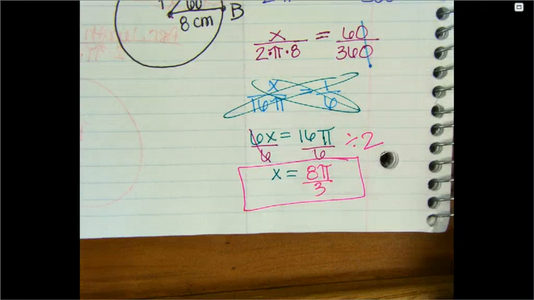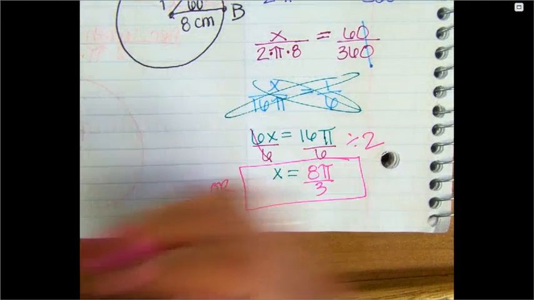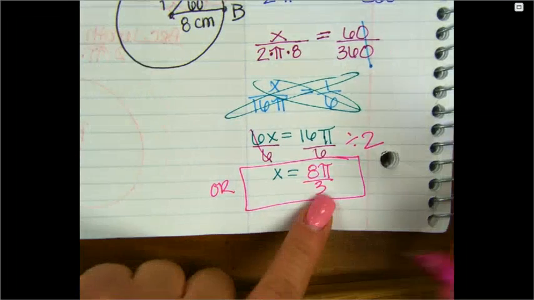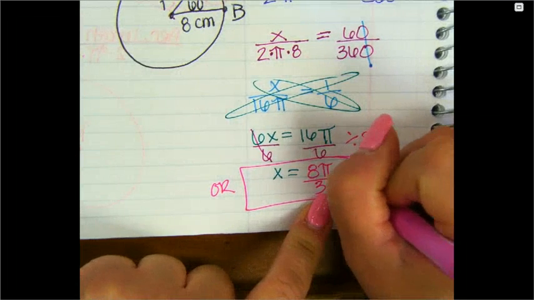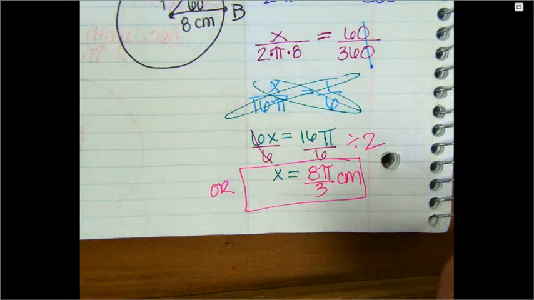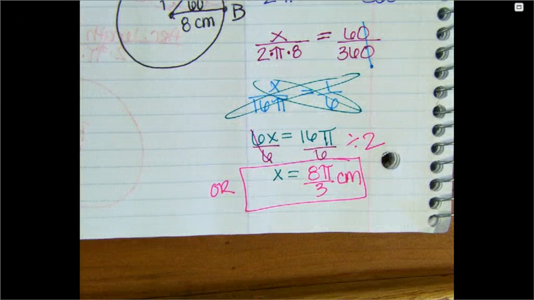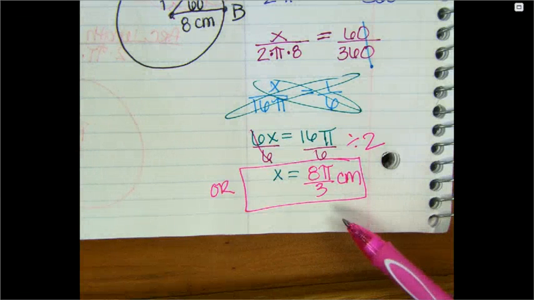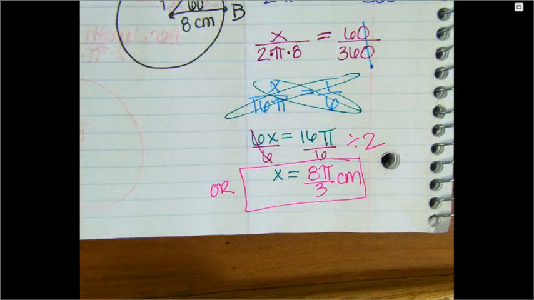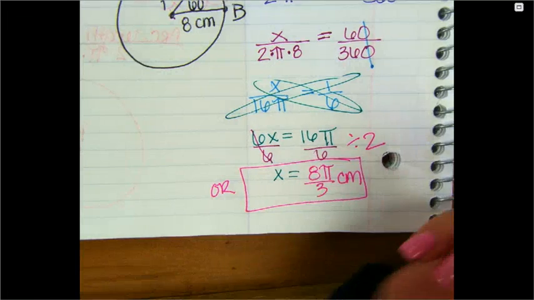Correct? But I might want a decimal. Oh wait, I need to put the measurement. What's the measurement? Centimeters. Okay. I might want a decimal. It depends on the directions. Do you understand? Sometimes we ask for in terms of pi, and other times we ask in terms of decimal. So you need to know both.